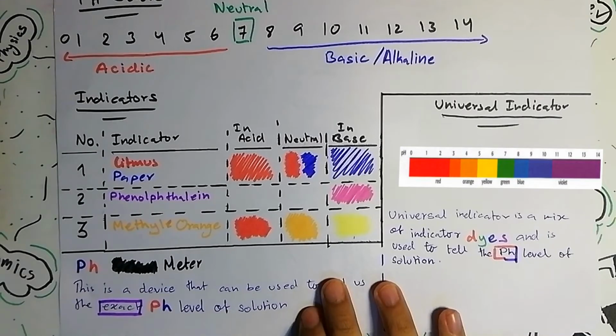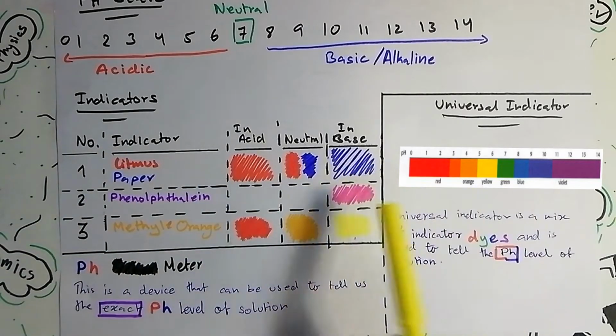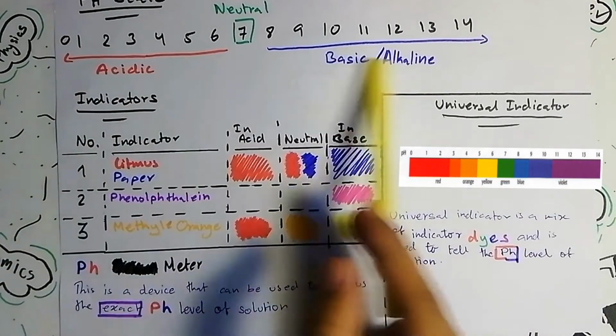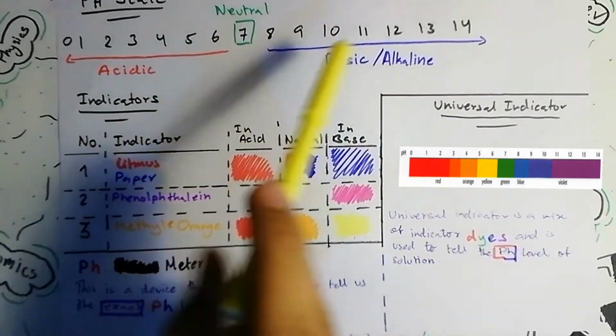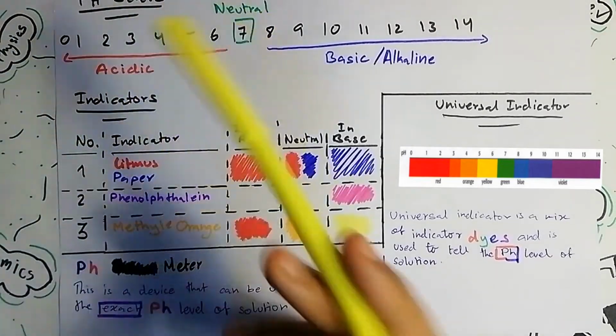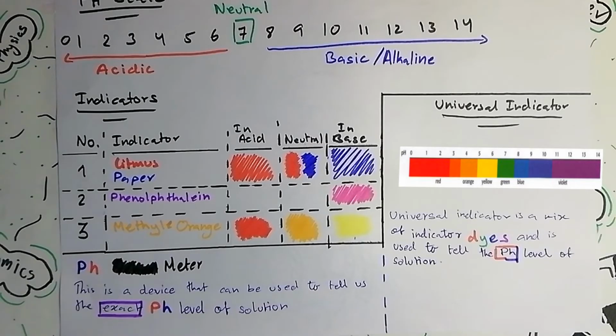Then we have pH meters. Now what are pH meters? Well, pH meters are devices that can be used to tell us the exact pH level of a solution. The reason I've highlighted exact is because these other indicators, like the universal indicator, just tell us a rough pH value. It doesn't tell us if it's like 10.5. It doesn't tell us if some acidic solution is 4.8678 something. It will just give us a rough count.